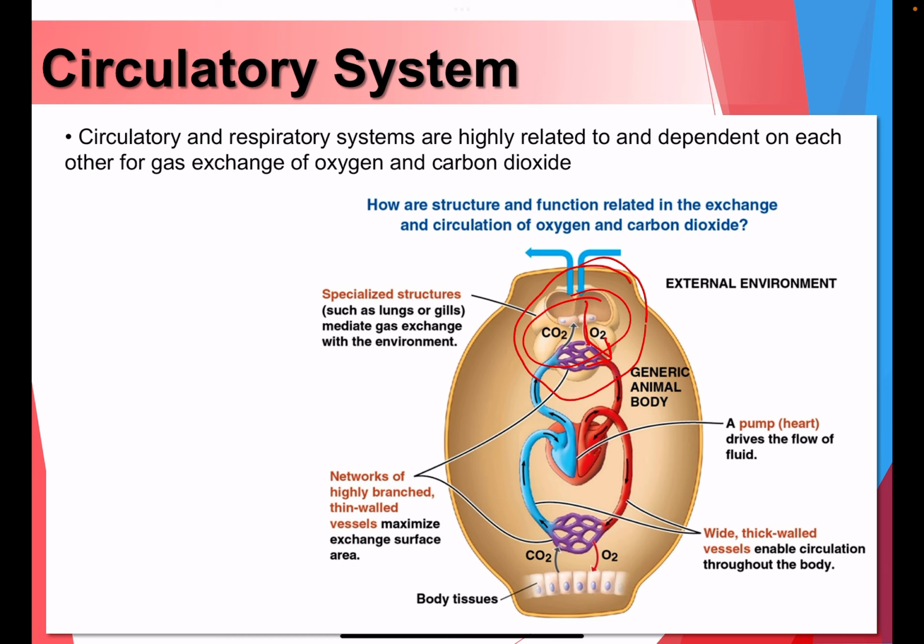All right, so the circulatory and respiratory systems are highly related to and dependent on each other for gas exchange of oxygen and carbon dioxide. You take in oxygen, you breathe out carbon dioxide. And there are some basic structures that allow for this very efficient function.